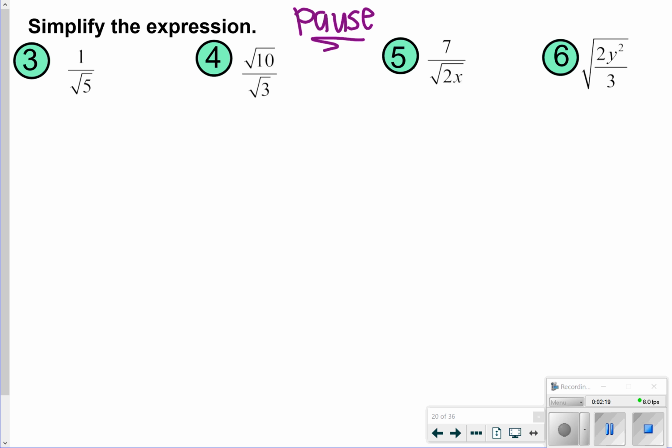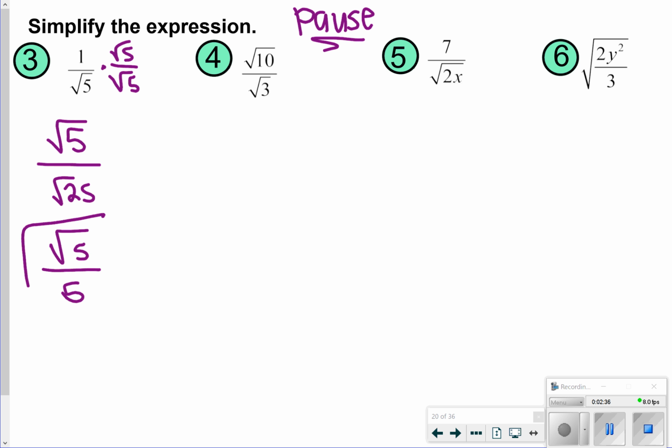Alright, so we've gotten a chance to try the 4, so let's go ahead and see how they're done. So for number 3, I started off by multiplying both top and bottom by the square root of 5. So I'm going to get the square root of 5 on the top times the square root of 25, which essentially will lead to the square root of 5 over 5. Make that look more like a 5.